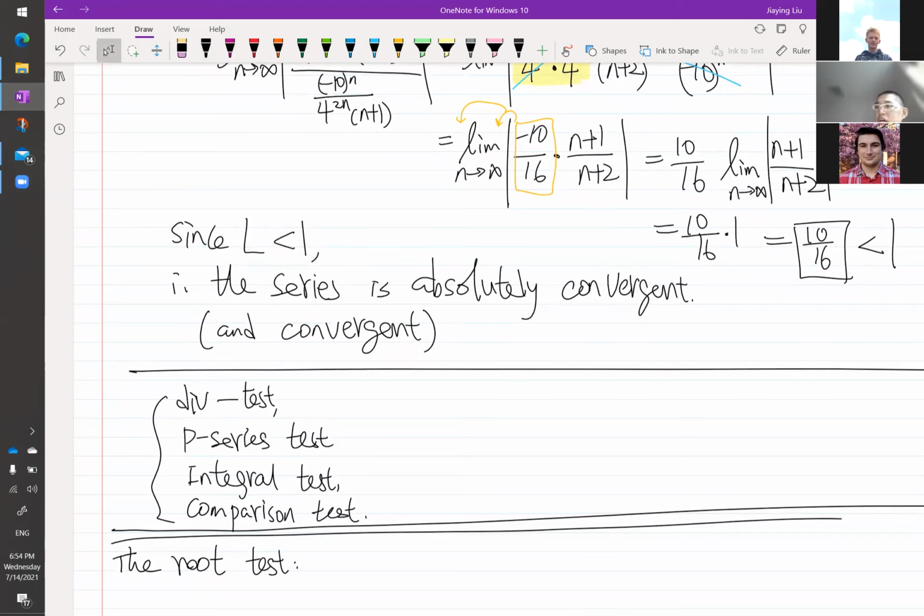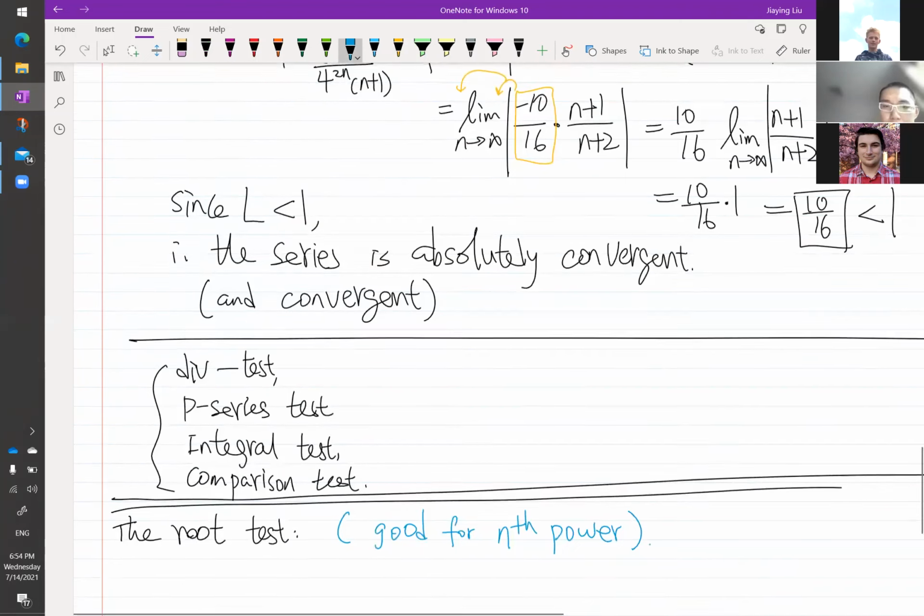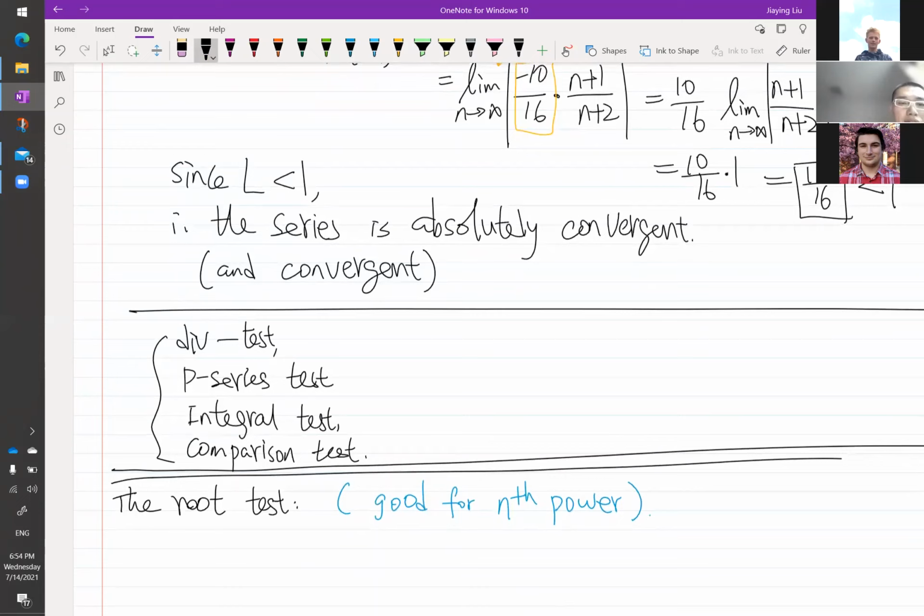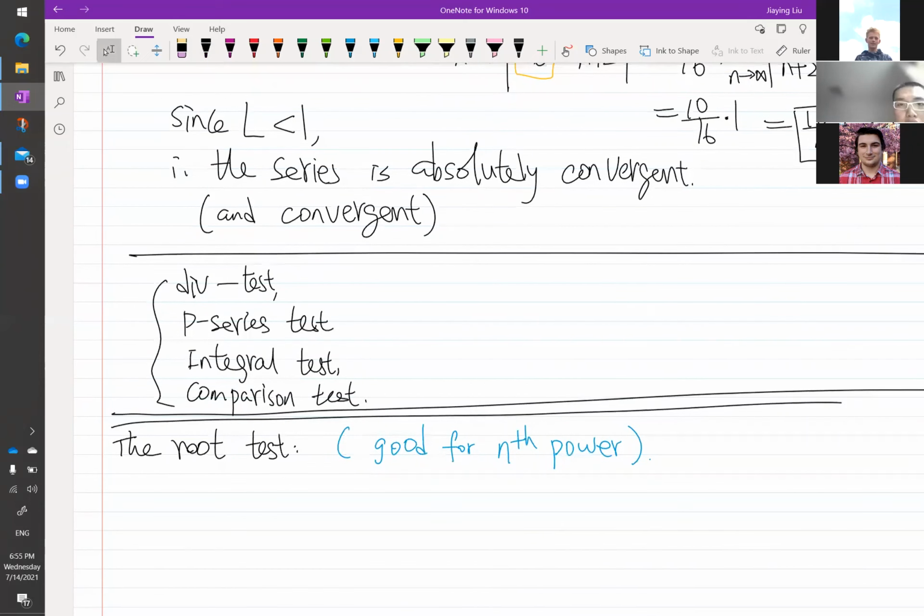This last test we talk about is called the root test. So this test is good for when you have nth power in the series. I'll show you an example, but let me write down the test first. The root test.